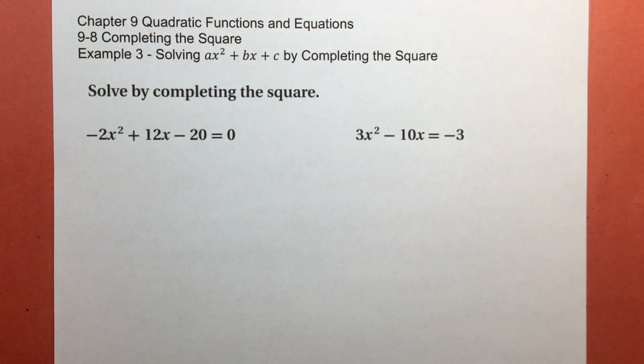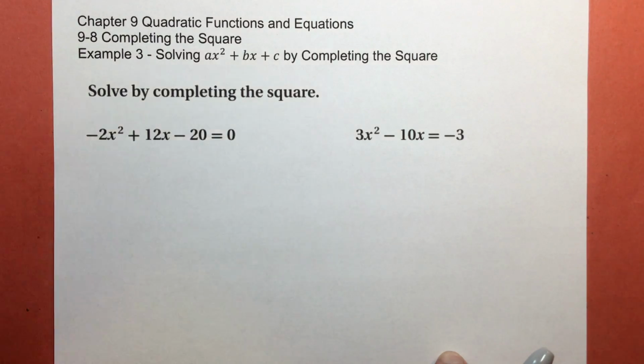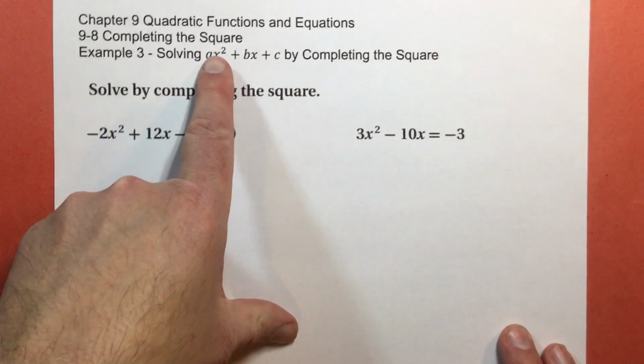Hello, welcome back to Chapter 9, Section 8, Completing the Square. We're looking at Example 3. In this case, we have something multiplied by the x squared, here and here. All right. We cannot do the method of completing the square if you multiply x squared by something.